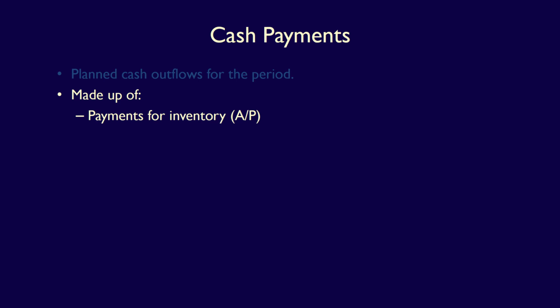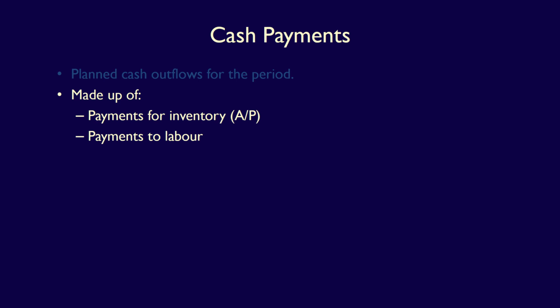I've already introduced the structure of the cash budget, and for this video, we're going to focus on cash payments. What are cash payments? Cash payments are planned cash outflows for the period. They are made up of payments for different items. First and foremost, the payment for inventory, which is represented by accounts payable on the balance sheet.